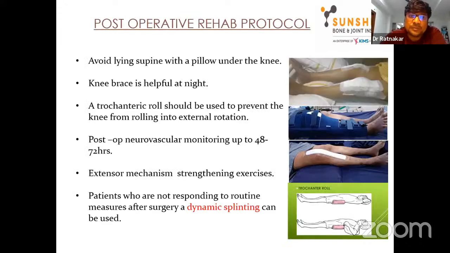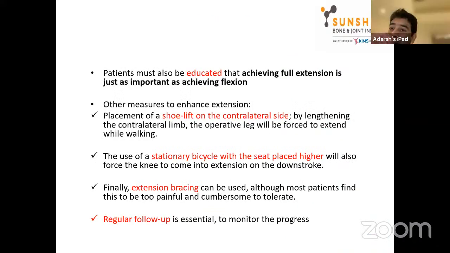And post-operative protocols. Always avoid keeping any pillow under the knee joint. If possible, keep a roll or a pillow under the ankle joint. You prevent recurrence of the flexion deformity by using the knee brace at night. Sometimes placing a trochanter roll helps in keeping the limb from going into external rotation. There are certain other measures which will help in correction.